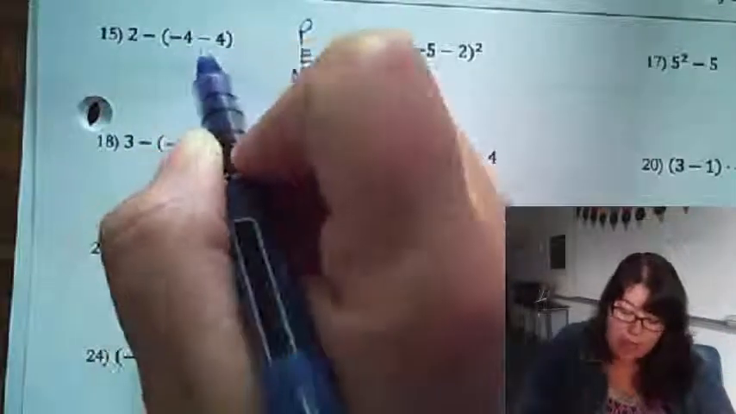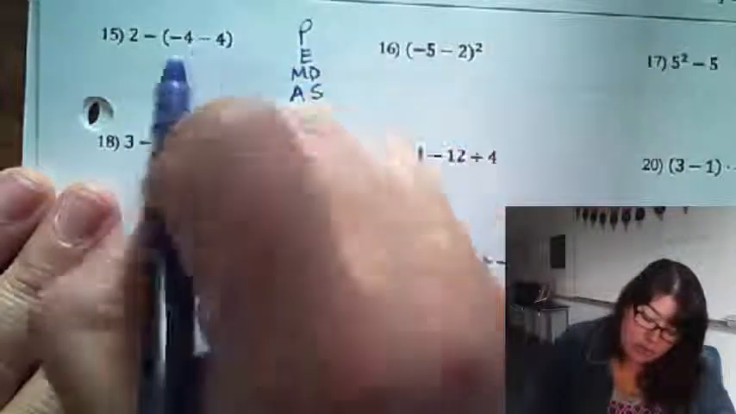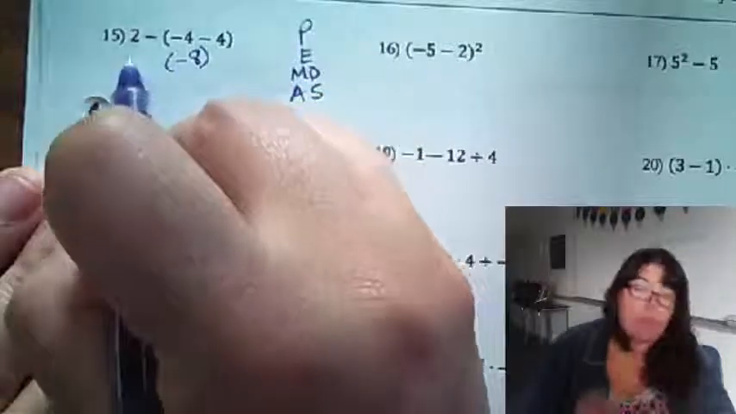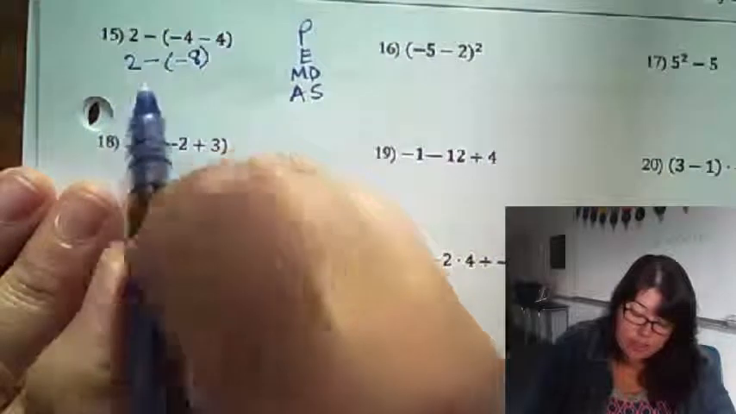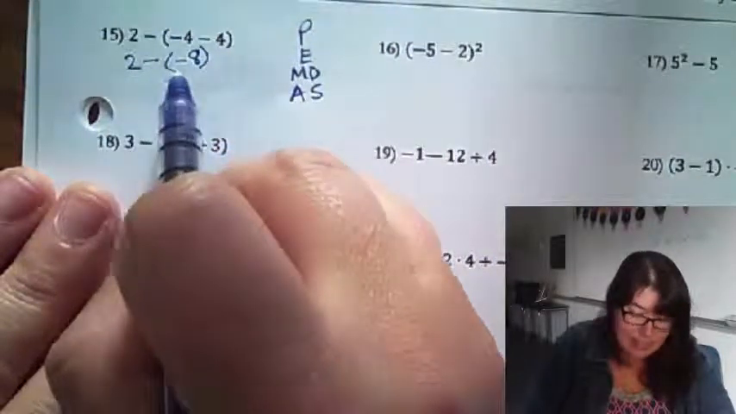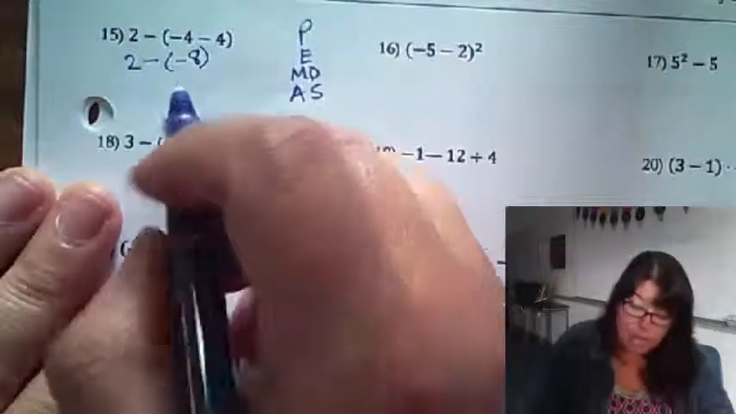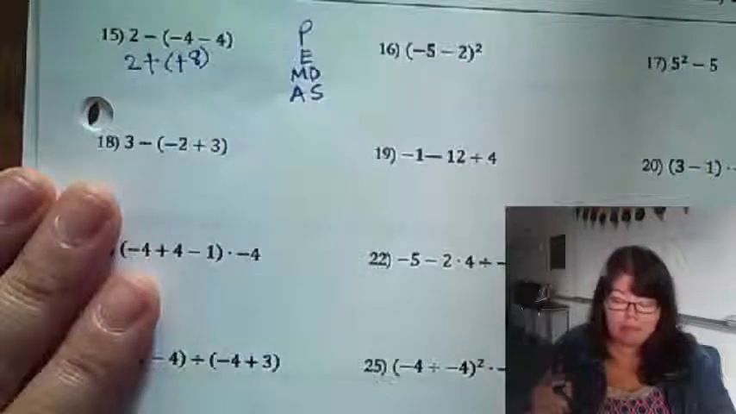So I'm going to do this part first, whatever's in here, and I'm going to just ignore the rest of the problem. -4, -4, same signs, add and keep. 4 plus 4 is 8. Keep the negative. There we go. And bring the rest of it right down with it. Now, I've got 2 minus -8. Well, if you remember, anytime you have minus and negative together, those are going to become a positive. So now it's 2 plus 8.